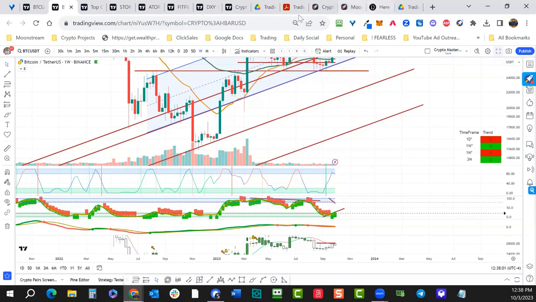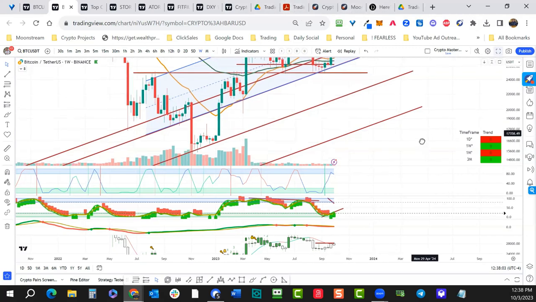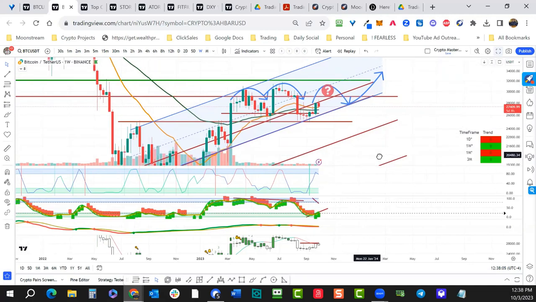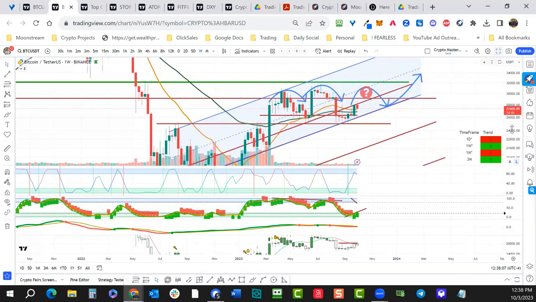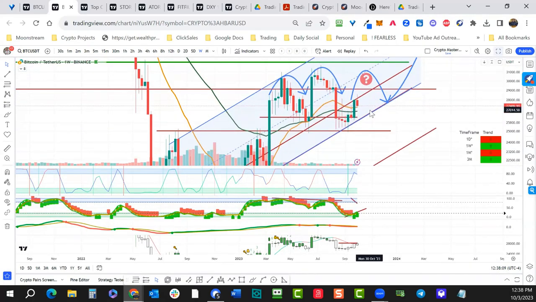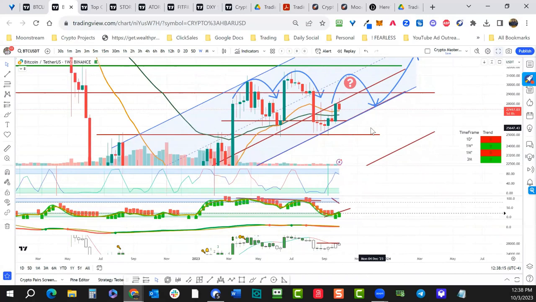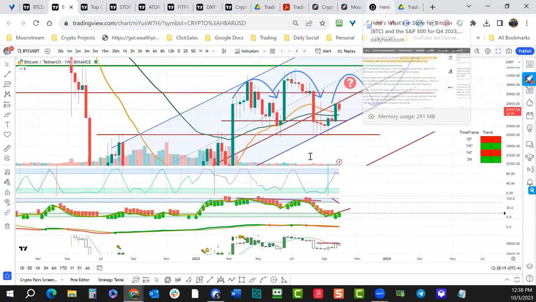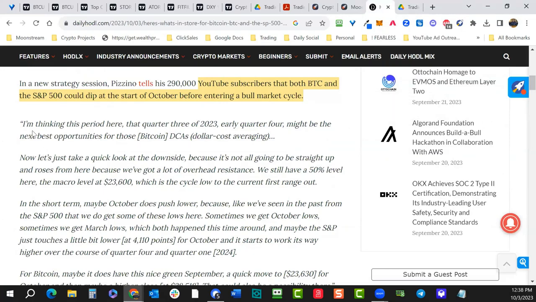My conviction on this is slightly bullish, more than bearish, because if we pull back here, we'd catch probably along here and then go higher. So in the beginning of October, yeah, we could pull back a little bit. So I won't disagree with him completely. Let's see what he says. Quarter three of 2023 is early for the best opportunities for Bitcoin DCAs, which is what I was just saying.